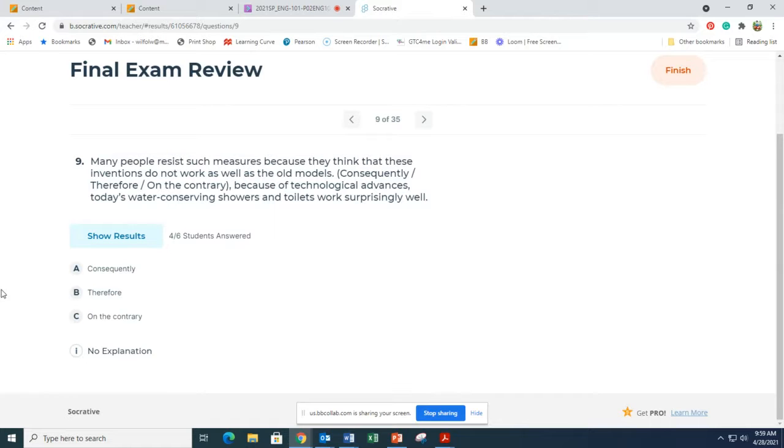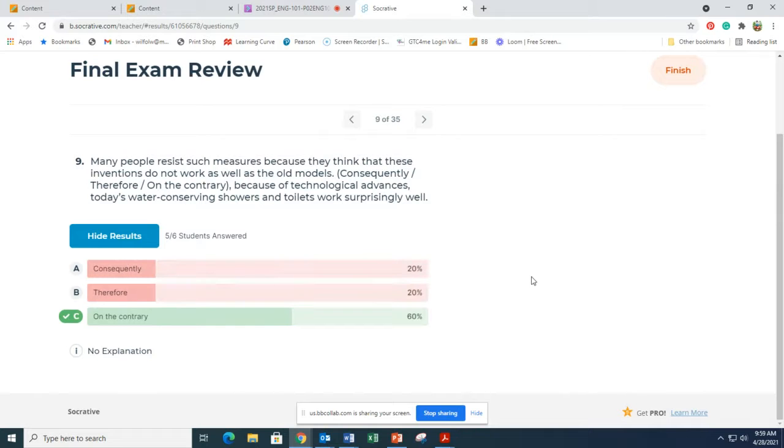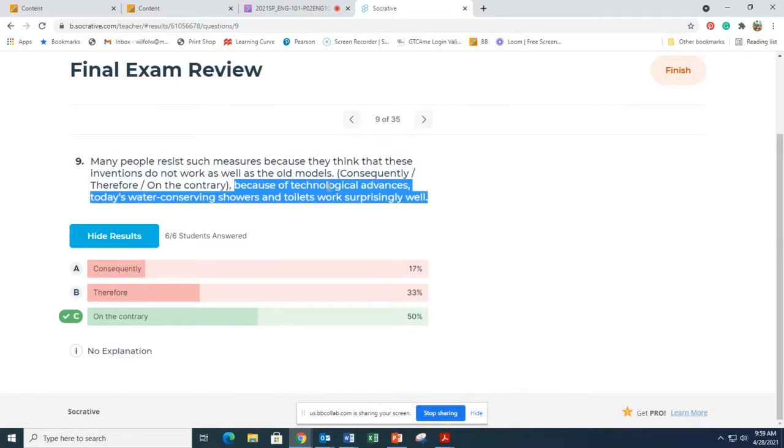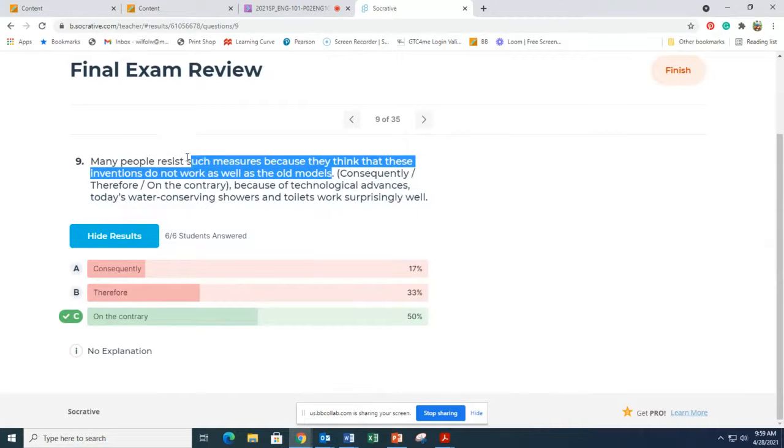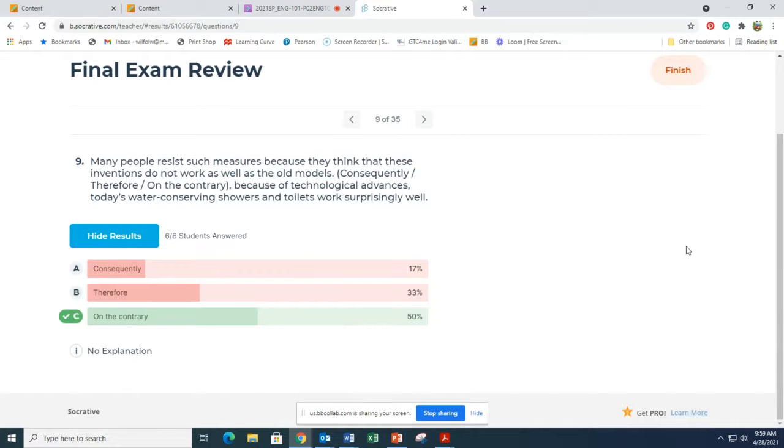Which one makes the most sense? All right. Yeah, so what this says here goes against or contradicts this thing that people believe. Like people think this, but it's not true, right? There's no consequential relationship here. Again, this is kind of a cause and effect thing too. We want to show, all right, people think this, but on the contrary, no, they actually work really well.